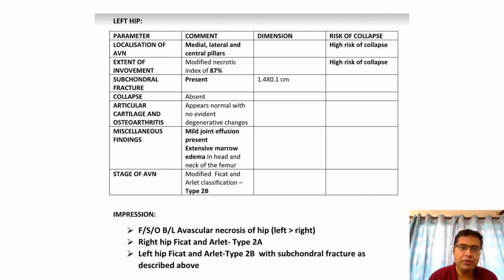In the left hip, all the three pillars were actually involved, the medial, lateral, and the central pillar, with a necrotic index of 87%, giving a high risk of collapse. There was a subchondral insufficiency fracture, and hence type 2B of Ficat and Arlet was given on the left hip. So features were suggestive of bilateral avascular necrosis, right hip Ficat and Arlet 2A, left hip Ficat and Arlet 2B with subchondral insufficiency fracture.